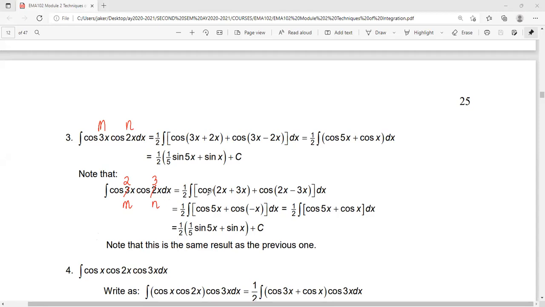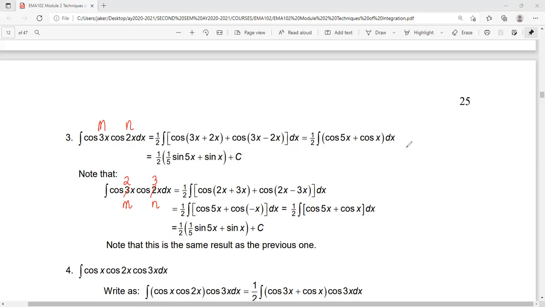So you have cosine of 2x plus 3x because we're adding. So it's still plus cosine of 2x minus 3x. So you have negative cosine of 5x plus cosine of negative x in this case. 2x minus 3x is negative x. Now what happens here? Why is it still written in the second part as positive cosine of x?